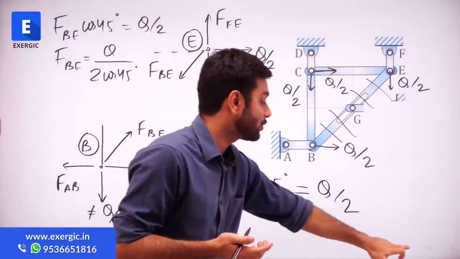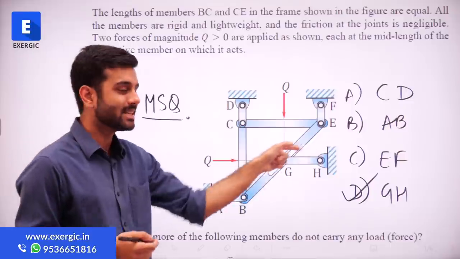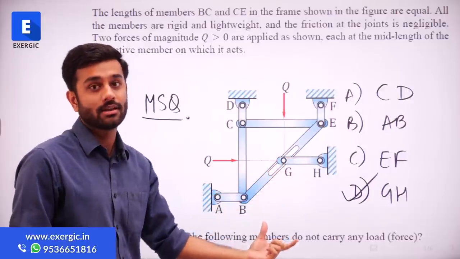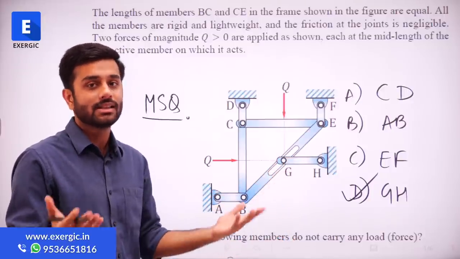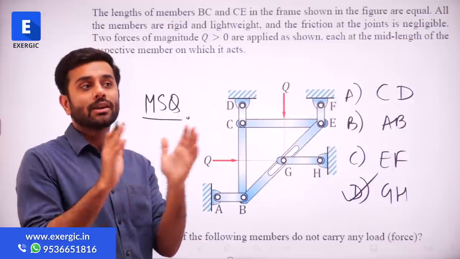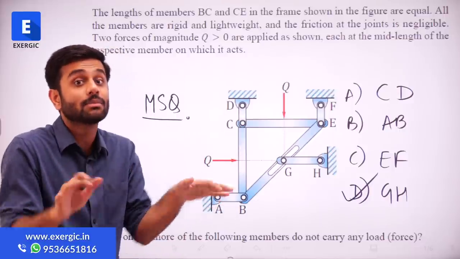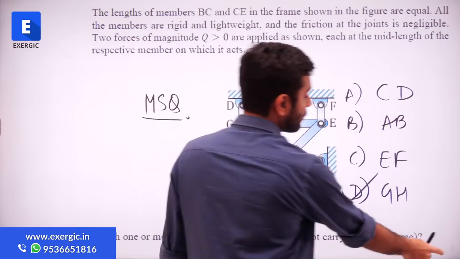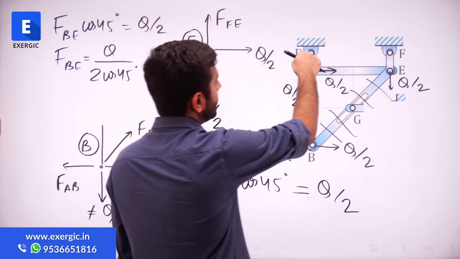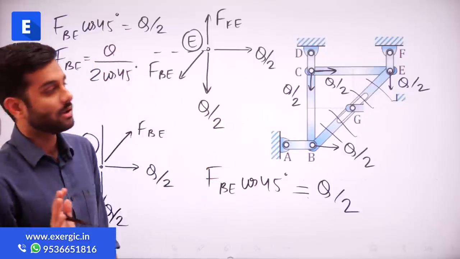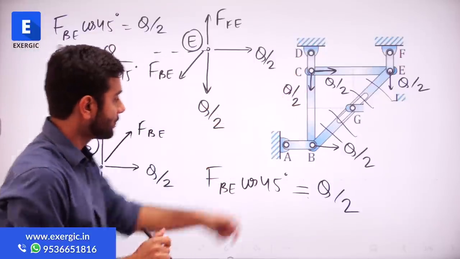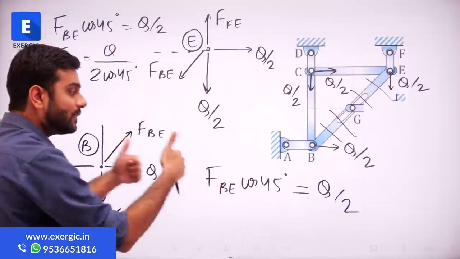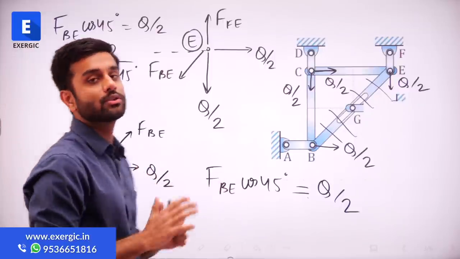But that's not how zero force members work. You cannot conclude that, yes, GH must be having some force because it's the member shown to us, right? That's not how we can conclude it. We cannot find the answer that way. We have to remain open to a possibility that maybe it does not carry any force, because the question is specifically asking about a zero force member. In this question, if CD becomes a zero force member, then the entire Q by 2 will be transferred to B, entire Q by 2. And the equation that you will get will become this. Everything will match. These both equations are going to match.